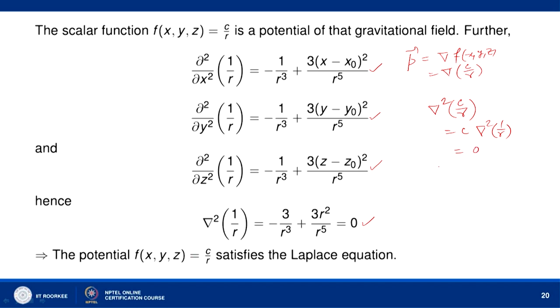So, del square of f(x,y,z) equal to 0. So, this f(x,y,z) satisfies the Laplace equation, and therefore this gravitational scalar function is called the gravitational potential.